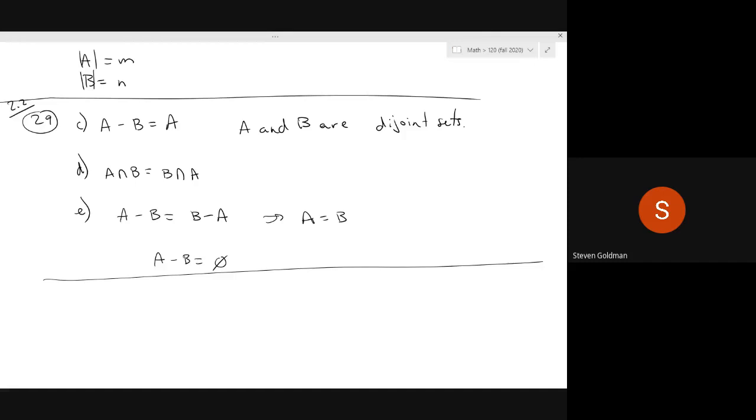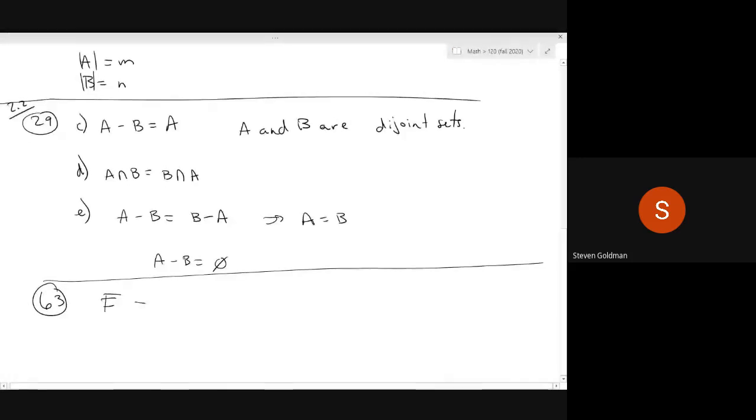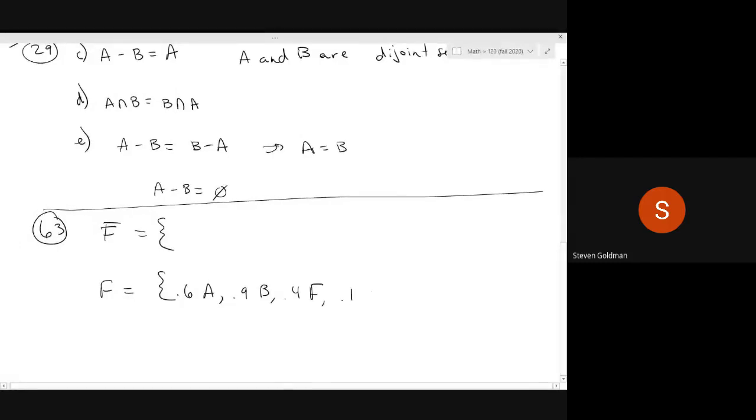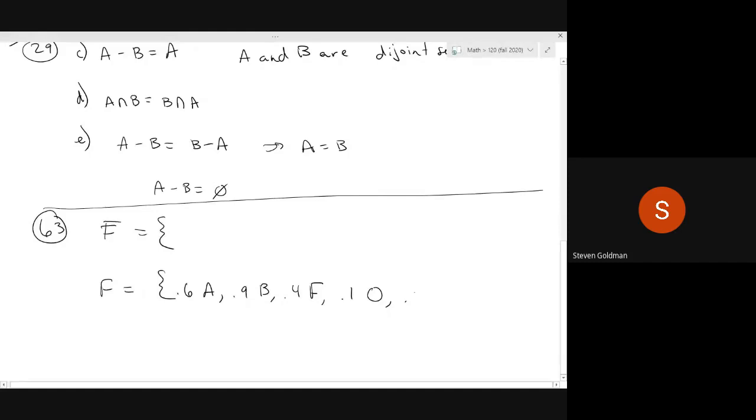Okay, so this is 63. F bar would be what? Remember, let's write down what F is. F, we were told, is 0.6A, 0.9B, 0.4F, 0.1O, and 0.5R. Instead of writing out the names, I'll just write out letters.